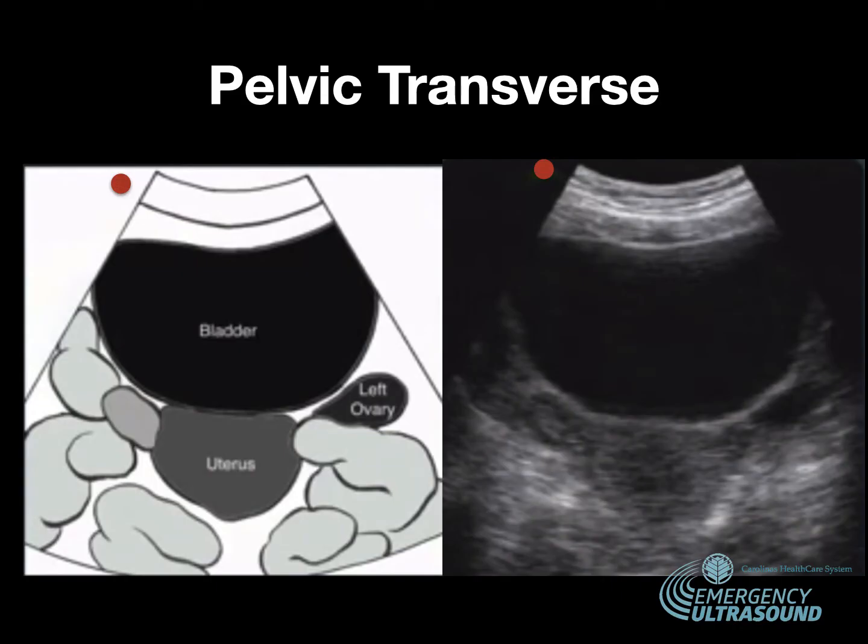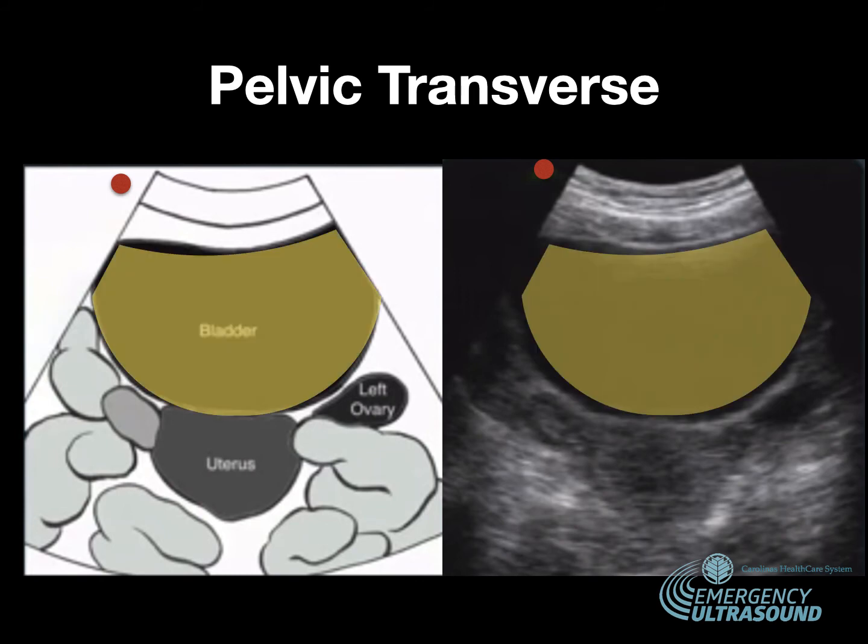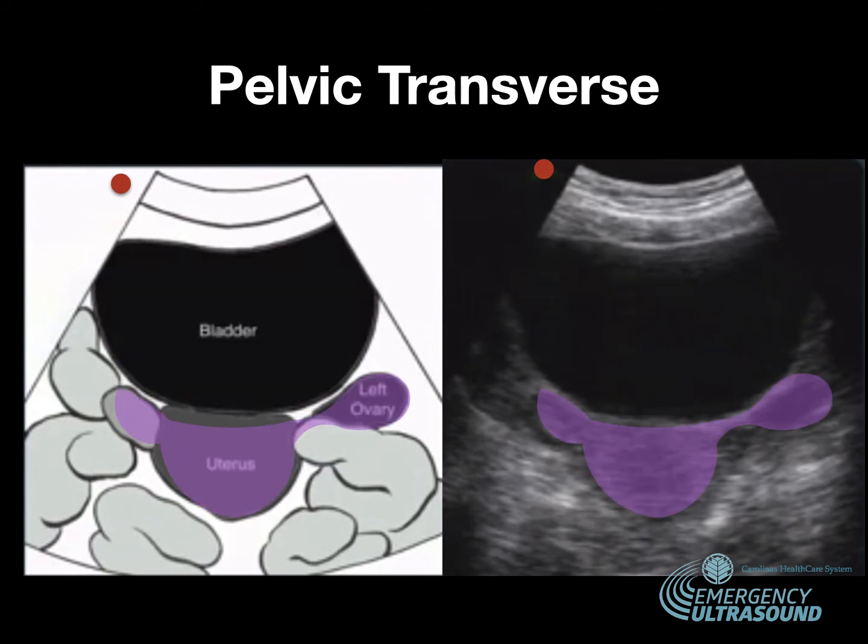When we're obtaining a pelvic transverse view, this is an axial cut. You're seeing the bladder and you're seeing the uterus or prostate behind this. Fluid is going to collect behind the bladder or behind the uterus in the pouch of Douglas, but can spill between the uterus and the bladder.